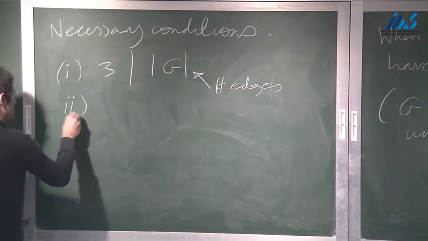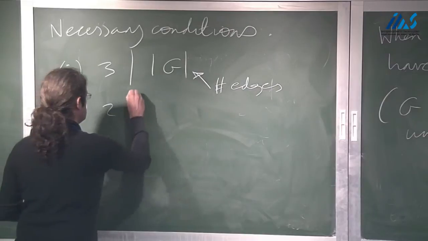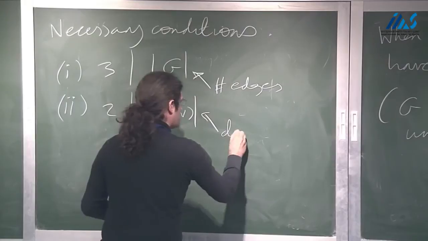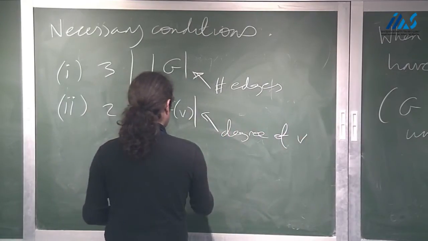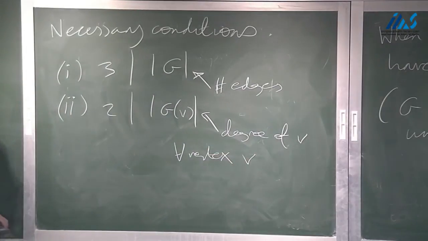And then what's the analog of the condition that M must be odd? Well, if I take any particular vertex and look at its degree, the number of edges containing it, that must be even. So this is the degree of v, d_G(v), for every vertex v. Now, it'd be convenient for me to have some terminology, so I'll say that a graph is tridivisible if it satisfies these conditions.